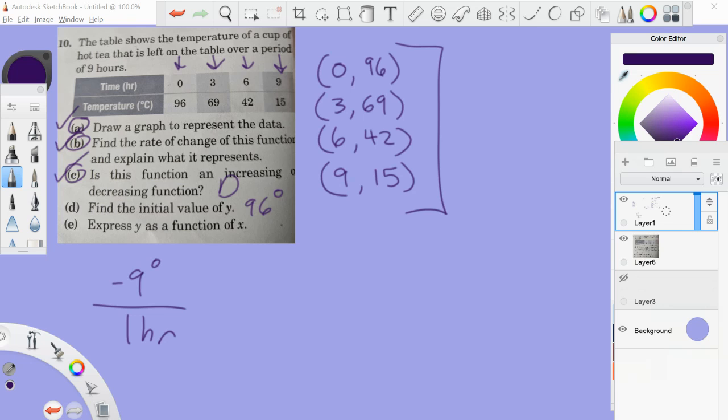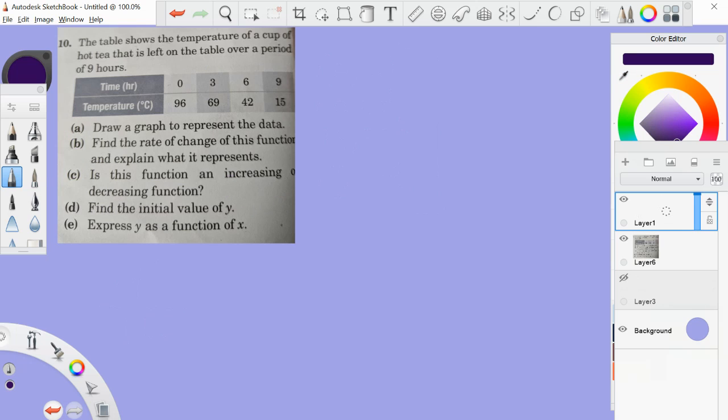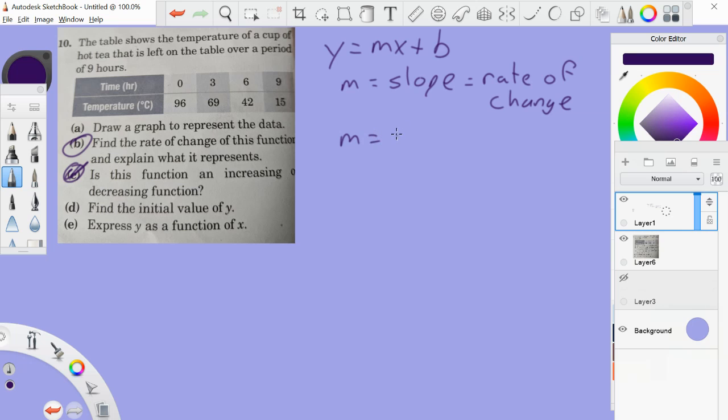Okay. Express y as a function of x. Okay, let's do that. I'm going to clear this screen out. Now, remember that every linear function can be written in this form: y equals mx plus b. Now, m is equal to the slope of our function, and slope is our rate of change. We know that our temperature is going down 9 degrees every hour, so our slope is m equal to -9.